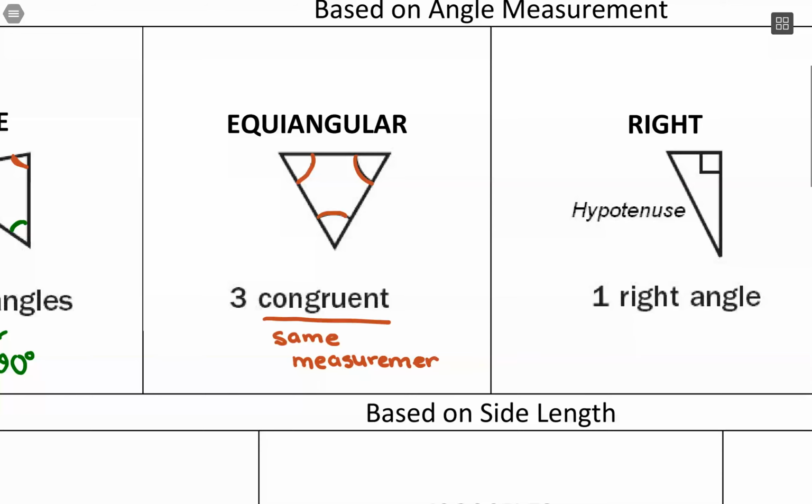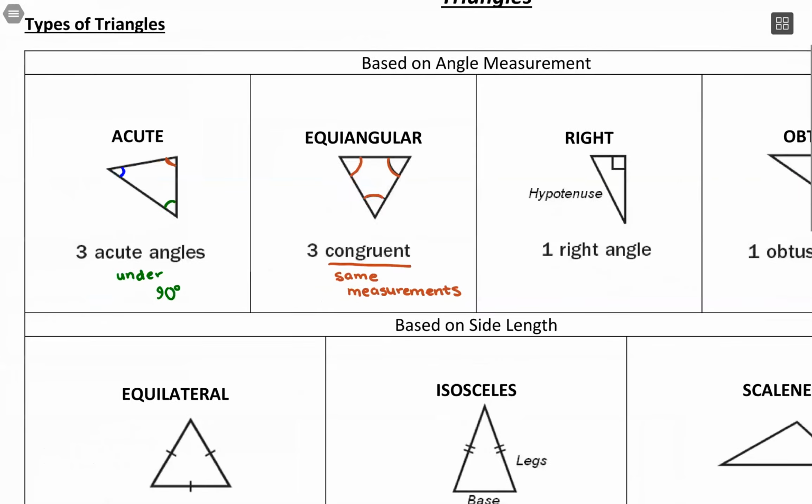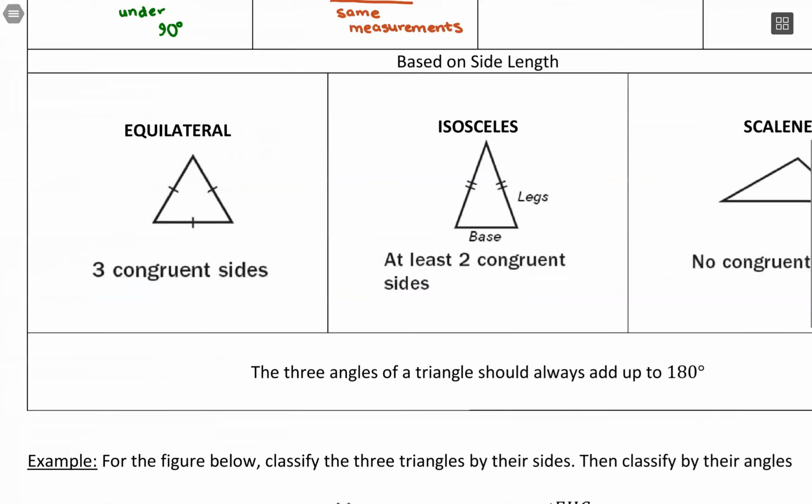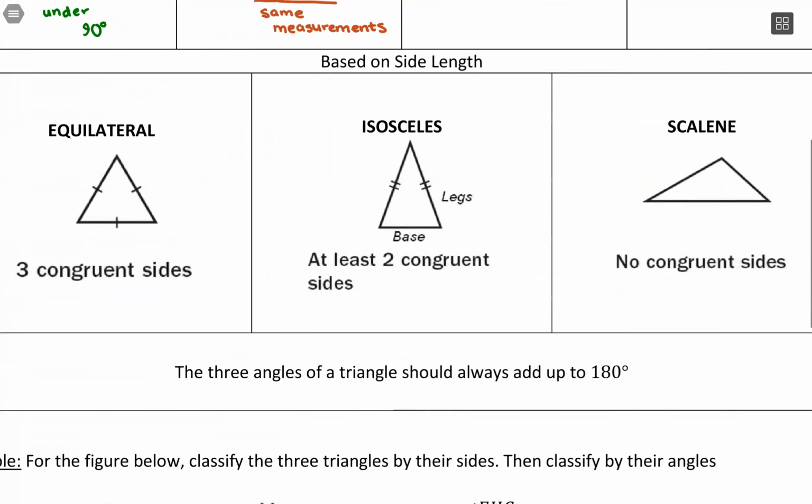Now, a property of all triangles: when we have these 3 angles working together, the 3 angles always have to add up to 180 degrees exactly. And that's a property that I wrote down at the bottom here. The 3 angles of a triangle should always add up to 180 degrees. This is a property that we'll go back to a lot. It helps us solve for missing angle measurements. If we know 2 angles, we can always find the other based on this.